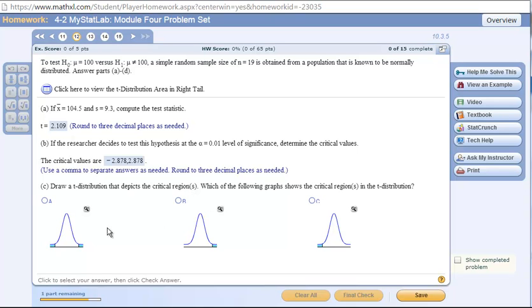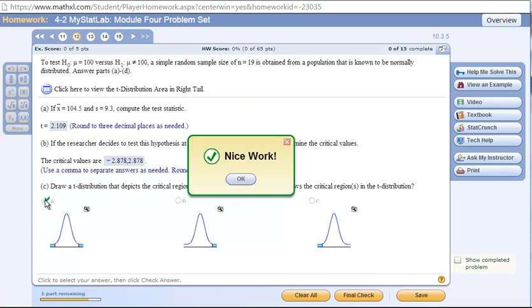Then draw a t-distribution that depicts the critical region. Which of the following critical regions in the t-distribution? Of course it would be this one because it's two-sided. This one you would reject if it was way down in the right tail, and this one in the left tail. So let's try that.